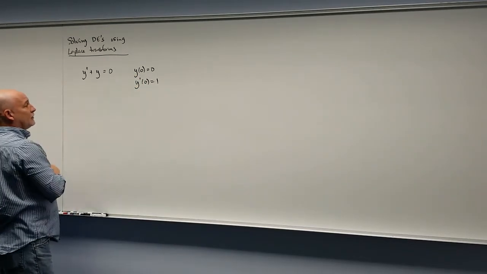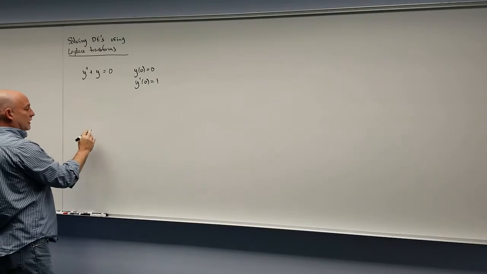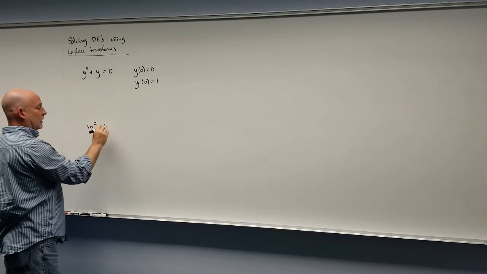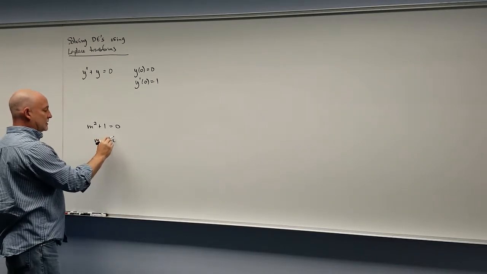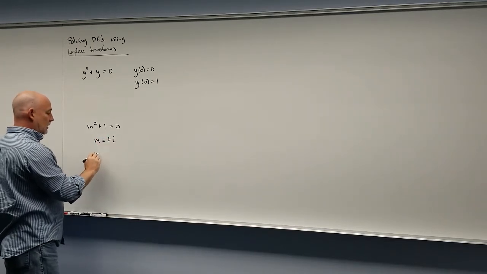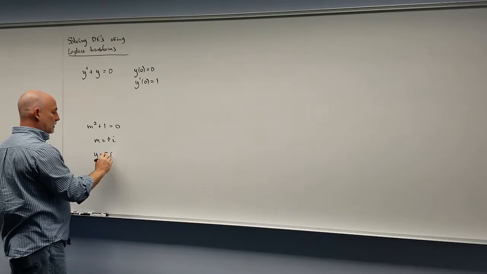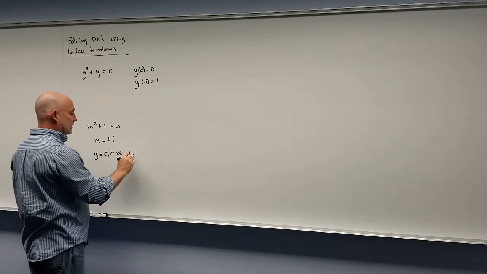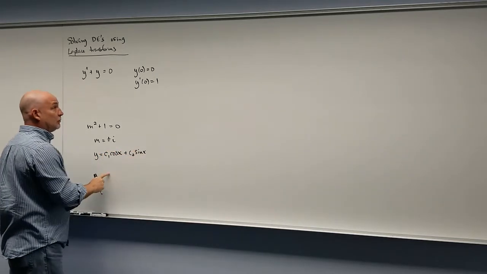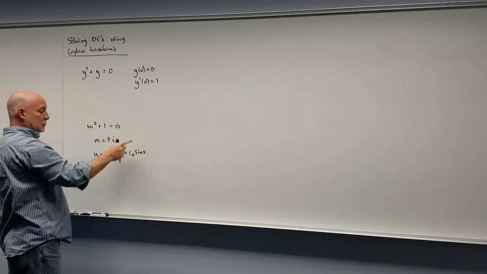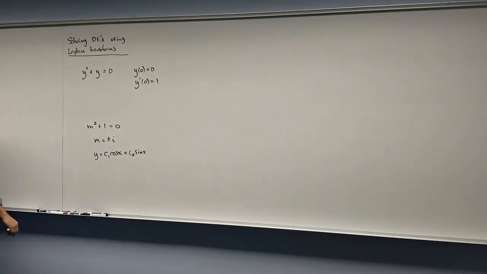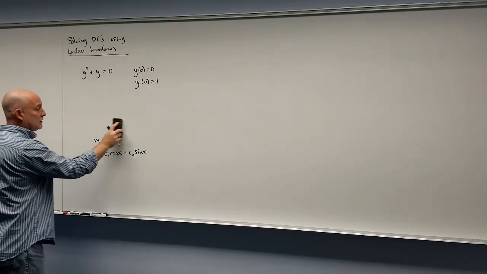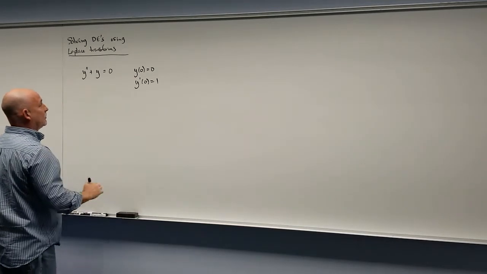All right, we've solved this in the past, and hopefully you can see that our characteristic equation would be m squared plus 1, so we get plus or minus i. So we would get our y is equal to c1 cosine x plus c2 sine x. And then we would use our initial conditions to figure out what our constants, c1 and c2, are. So let's see how this works out with Laplace transforms.